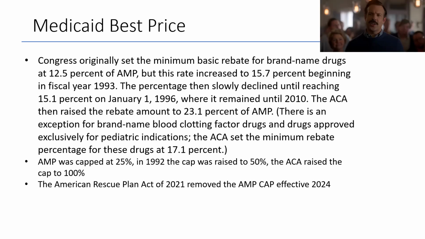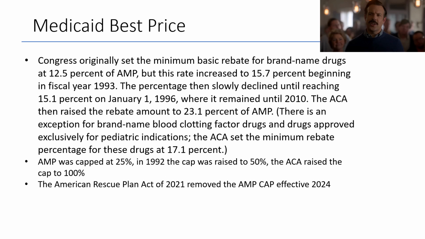So the Congress originally set the minimum basic rebate, which is sometimes called a statutory rebate, at 12.5%. Then it changed over time, and finally the ACA raised the statutory rebate to 23.1% of AMP. So what that means is if you are a manufacturer and you launch a drug today and you want Medicaid to cover that drug, you automatically have to give them a discount of 23.1% of AMP off of your drug, unless you go out and negotiate a rebate for 27% to Blue Cross Blue Shield. Then that becomes the best price, and you have to give 27% to Medicaid.